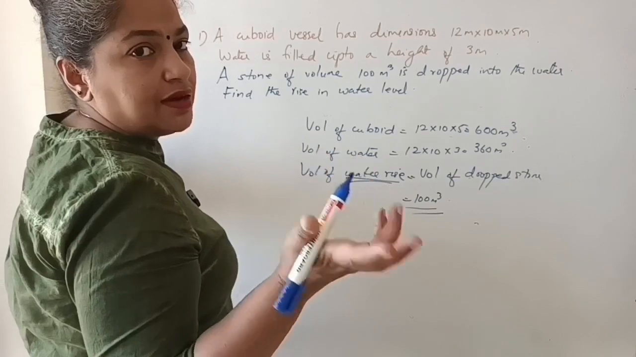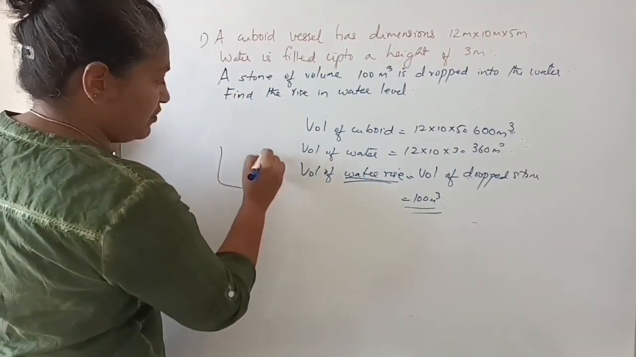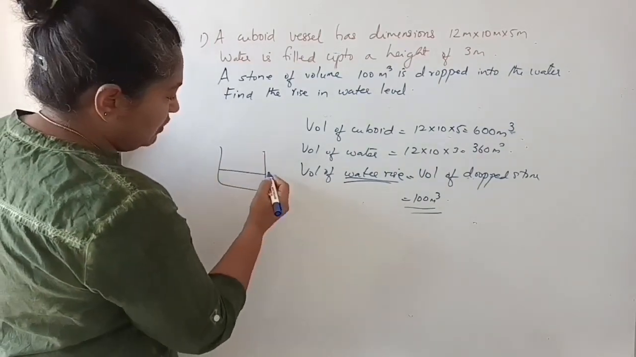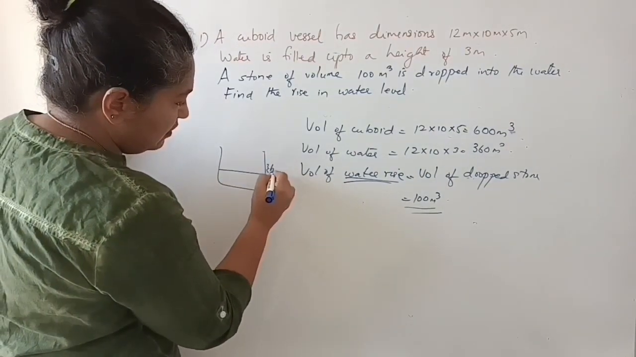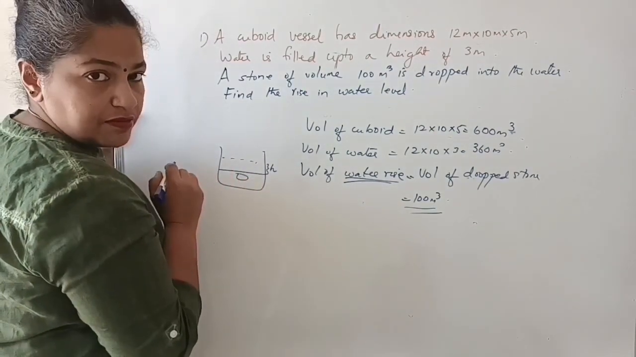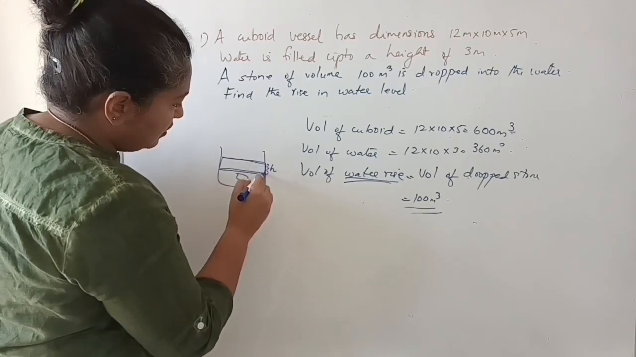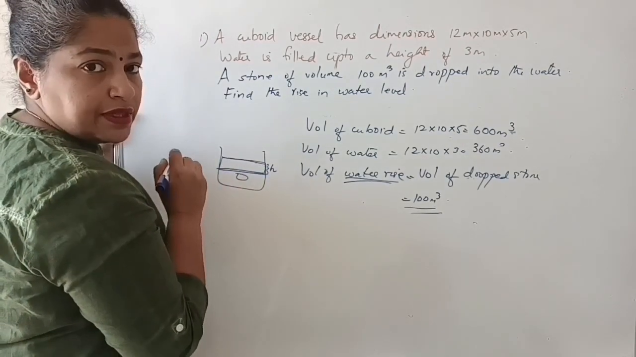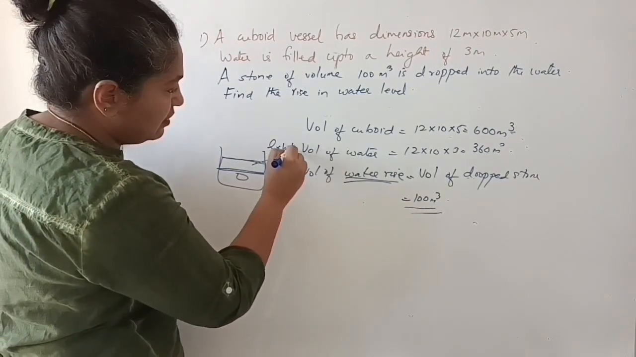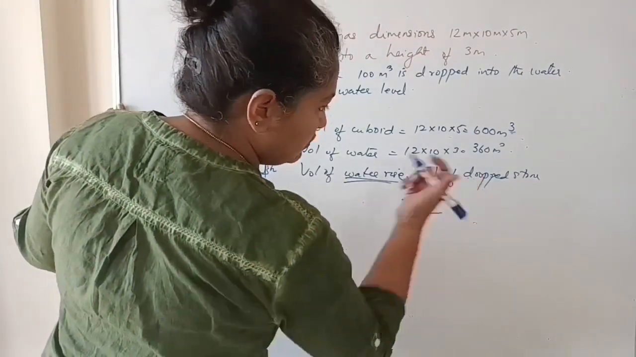Now the water is contained in the cuboid. So suppose this is a cuboid and this was the original level of water. After the stone was dropped, this is the height through which water level rose after dropping the stone. Now this water has a volume. That volume will be in the shape of the cuboid, which is L into B into H again. So volume of the water rise is volume of the dropped stone.